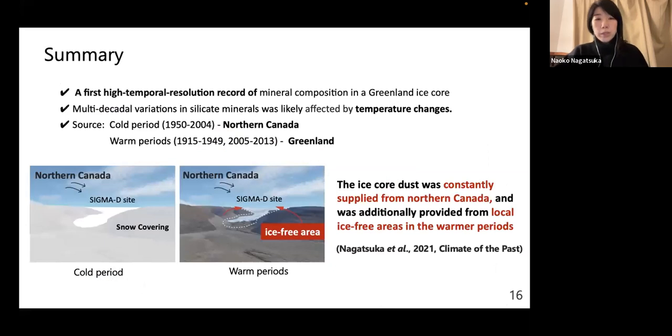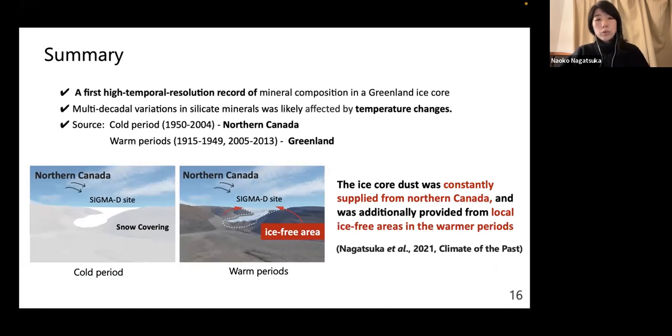Okay, so let me summarize our result. We analyzed mineral dust from the Sigma-D ice core and demonstrated the first high temporal resolution record of mineral composition in a Greenland ice core over the past 100 years. The proportion of type A mineral is relatively higher in almost all the period, so the ice core dust was constantly supplied from northern Canada to Sigma-D.